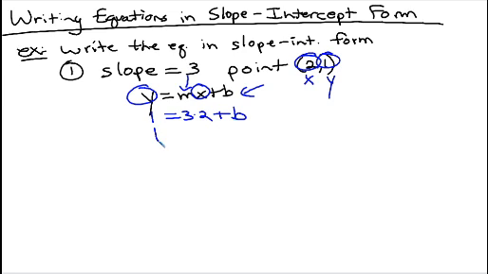1 equals 3 times 2, which is 6, plus b. Now make sure you do 3 times 2. That's not 32. Very common mistake among algebra students to just write the 3 and the 2 and then say that's 32. It's not 32, it's 6. Because it's 3 times 2. And then subtract 6, the b value for this linear equation is -5.